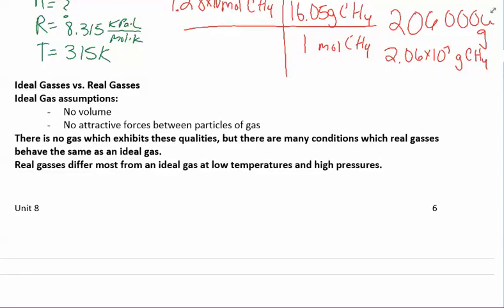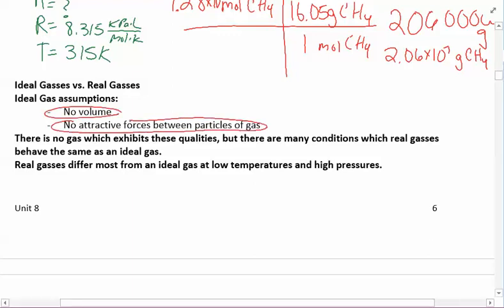So just a reminder about ideal gases versus real gases. Ideal gases assume we have no volume and that there's no attractive forces between particles. In real life, gases have these things, even if they're small. Most real gases differ most from an ideal gas at low temperatures and high pressures.